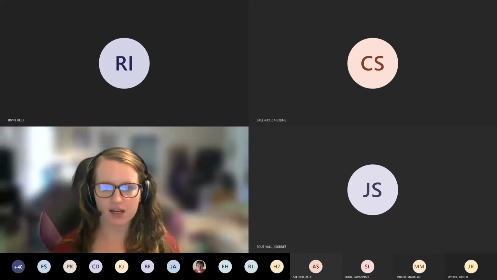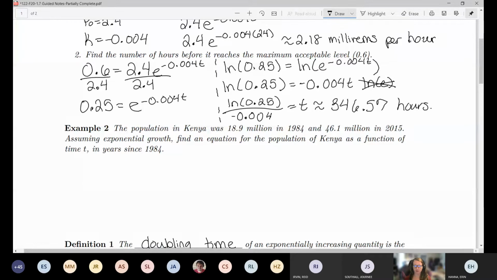So the population in Kenya is 18.9 million in 1984 and 46.1 million in 2015. Assuming exponential growth, find an equation for the population of Kenya as a function of time. So essentially the population is going to be our y values and our time value is going to be our x value, in years since 1984.